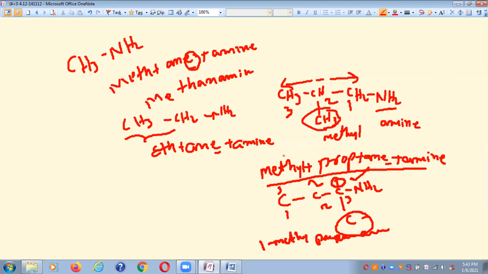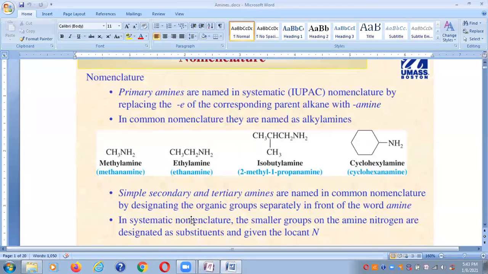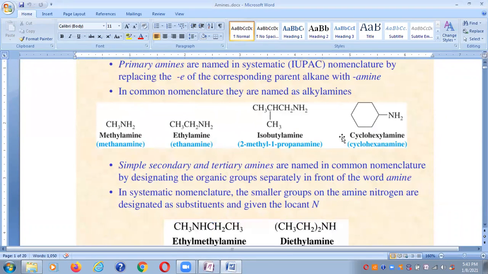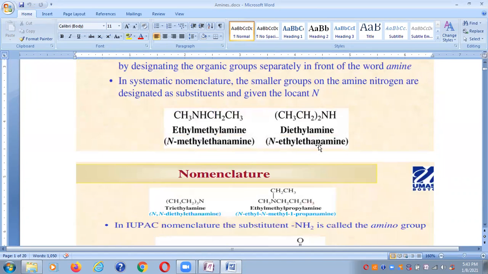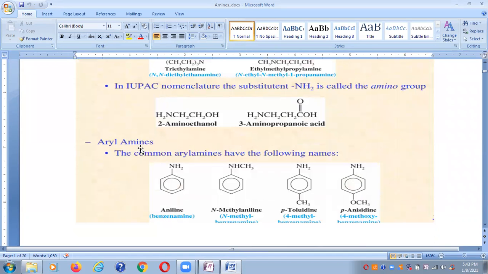Okay, so the name of this compound is 2-methyl. That means our nomenclature should tell which carbon the substituent is attached to. So this is about the nomenclature we have discussed earlier in our previous classes. This is cyclic amines, as well as we have aromatic amines also. So this is an aromatic amine.